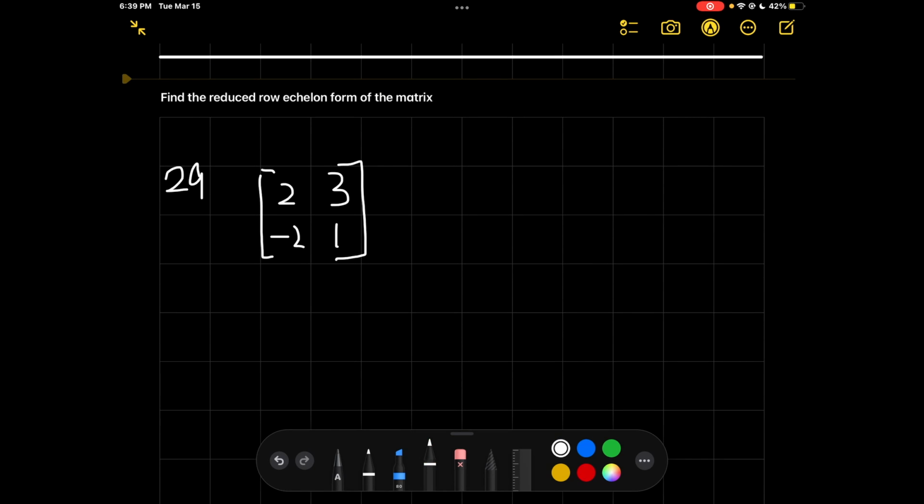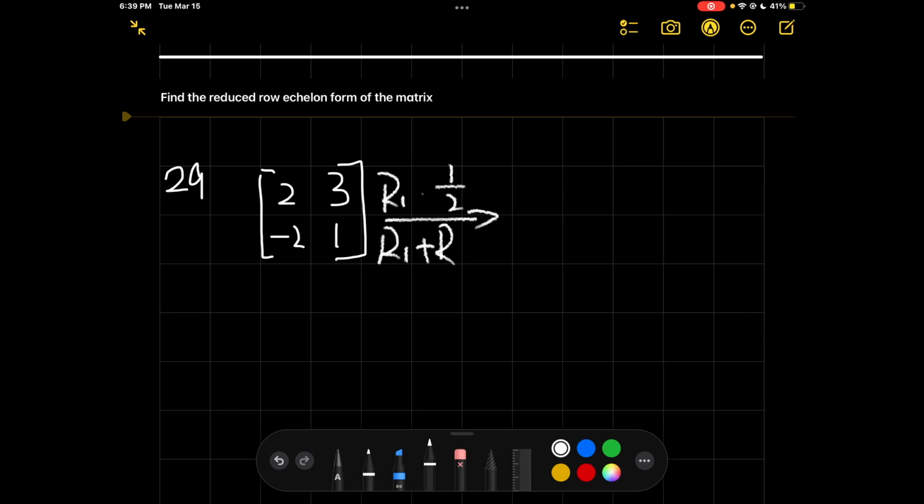We have 2, 3, and -2, and also 1. So what we try to do now is get a leading 1 for the first row. We can do row 1 times half. At this moment we can think about the next step. We try to remove the 0 on the first column. And now we can do row 2 plus row 1, which replaces row 2 at the same time.